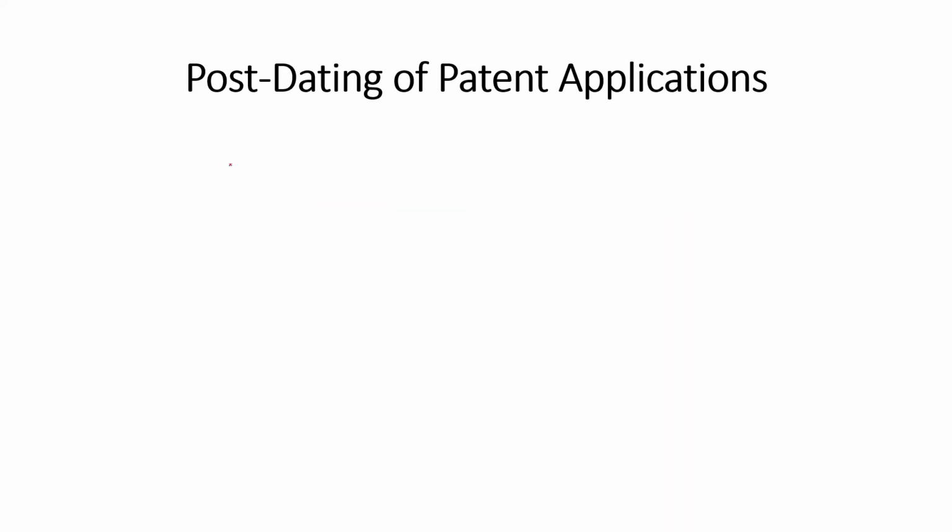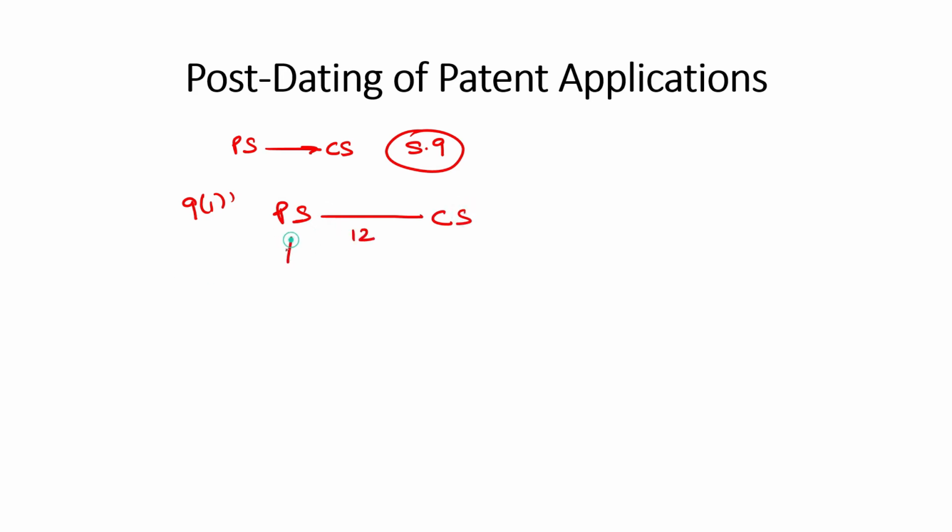Let us now consider scenarios where your application was accompanied by a provisional specification first, and then you followed it up with a complete specification, so that this provision of post-dating would be subject to section 9 requirements. So considering section 9.1 first, you filed a provisional specification, and within 12 months period you filed a complete specification. So in section 9.1, the effective filing date of the application is that of the provisional specification. So this is the effective filing date. So even when you file a complete specification, it would be considered to have been filed on this effective filing date only. So this is the priority date for your application under section 9.1.